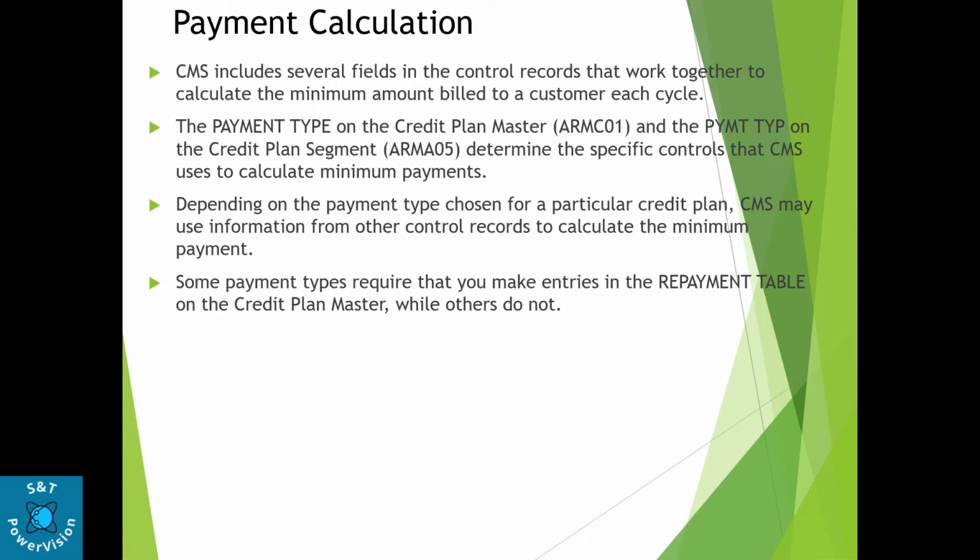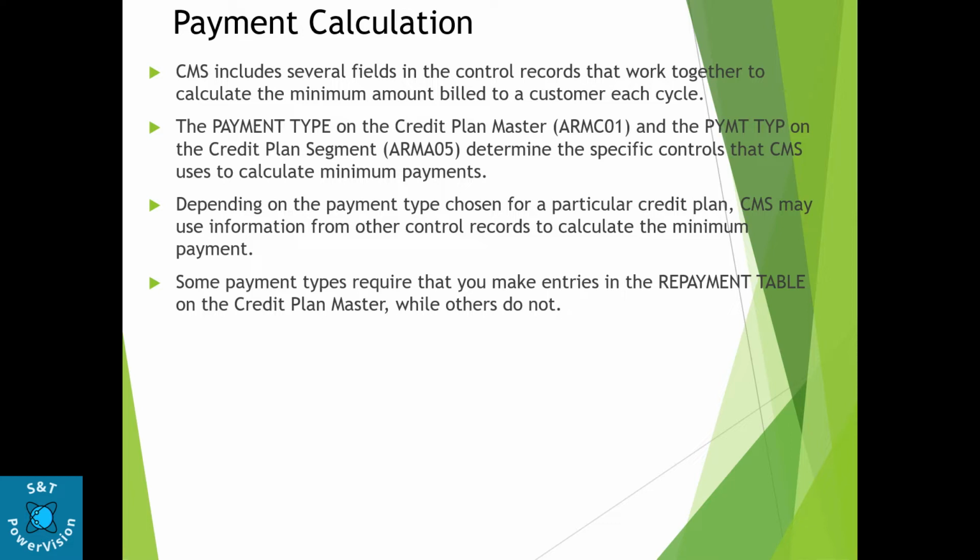Payment calculation in our CMS includes several fields in the control records that work together to calculate the minimum amount billed to a customer each cycle. The first and very important field is the payment type on the credit plan master record ARMC01 and the payment type on the credit plan segment ARMA05. They determine the specific control that CMS uses to calculate the minimum payment.